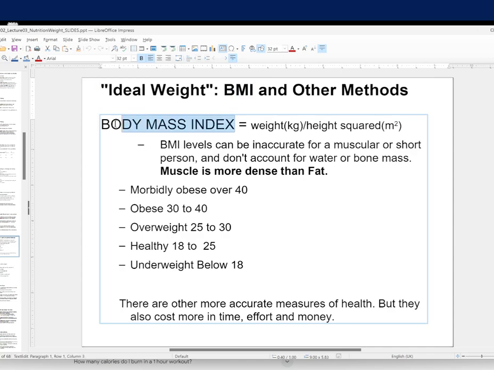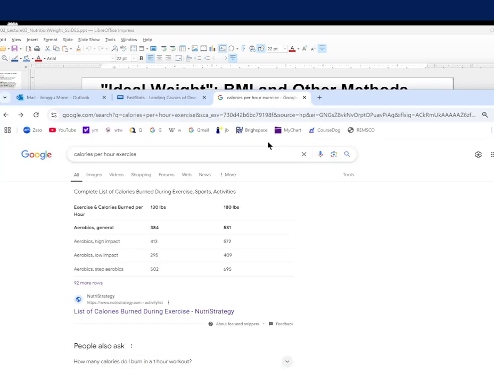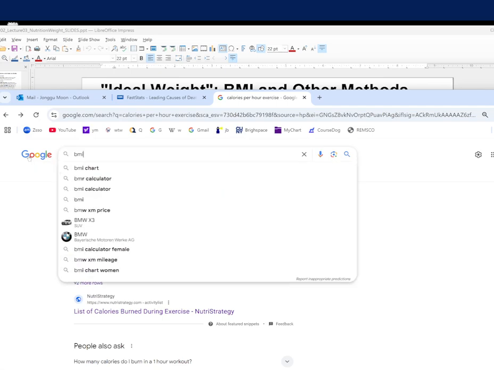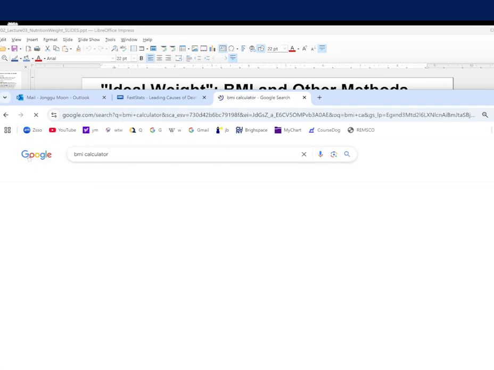Unfortunately, it's easier. It's only weight and it's only height. You don't have to memorize the equation. It's generally available. It's easy to get. So let's go back to my search engine and find the BMI calculator here.